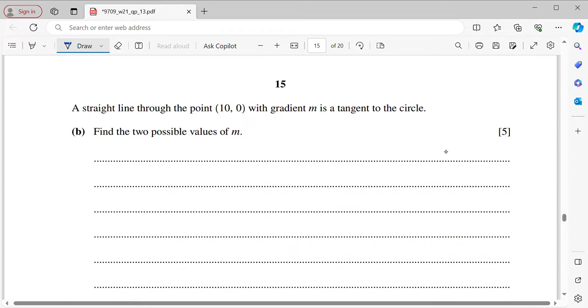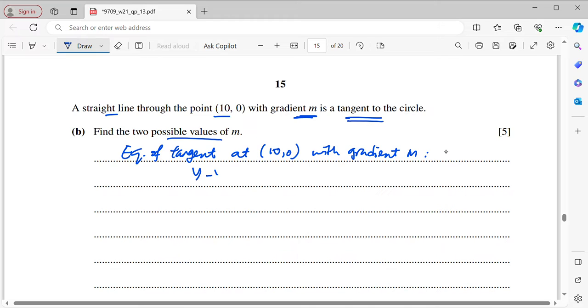Now, part B. A straight line through the point (10, 0) with gradient m is the tangent to the circle. Find the two possible values of m. So now, since it's mentioned it is a tangent, right? So tangent of circle, tangent at (10, 0) with gradient m.